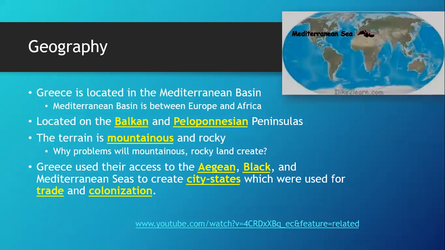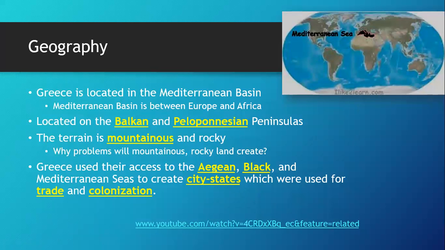The geography of Greece. Greece is located in the Mediterranean basin, in the eastern half of the Mediterranean Sea. As you can see with the map that's here, this is the Mediterranean that I'm circling with the mouse. Greece is right where the mouse is pointing to, eastern half, right? Located on the Balkan Peninsula as well as the Peloponnesian Peninsula. There are two peninsulas that make up Greece. When we get a closer look map, we're going to see that a lot better.